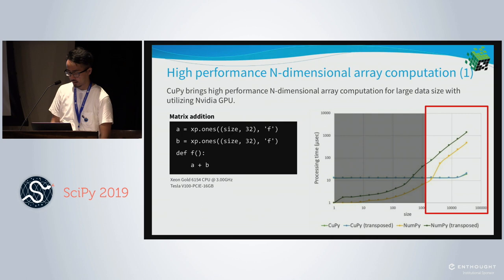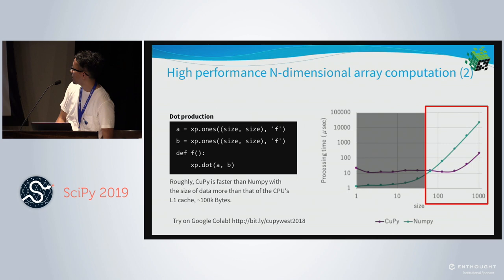This is another benchmark, of dot product. In the same way, creating two square matrices and computing the dot product of the matrices. The right side is the measured chart, and with a size of more than hundreds, CuPy is more than 10 times faster than NumPy. Again, lower is better. Then very roughly speaking, CuPy is faster than NumPy with data sizes larger than the CPU's L1 cache, around 100 kilobytes.